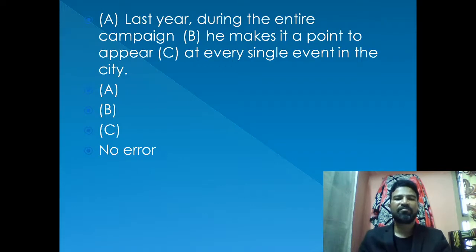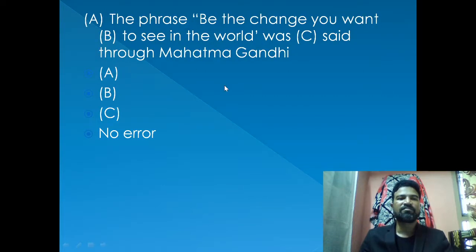Last year, during the entire campaign, he makes it a point to appear at every single event in the city. He makes it a point. Wrong, it should be he made it a point to appear. So the error is in part B of this sentence, because he makes it. It should be he made it, because we are talking about a past action last year. Therefore, it should be the past form of the verb. He made it a point to appear. So the error is in part B.